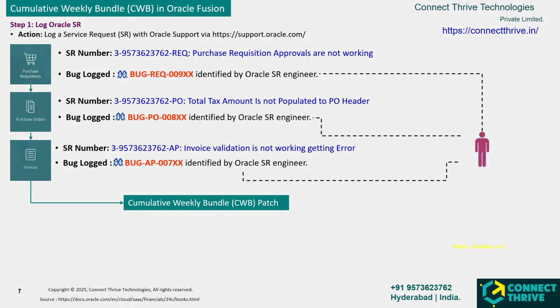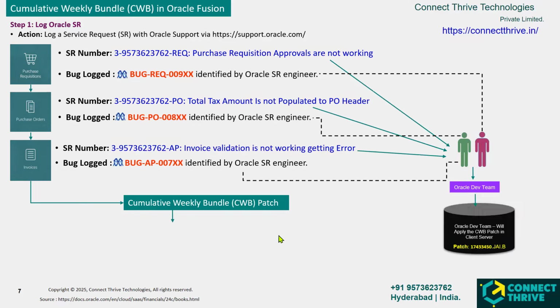It's not a backport patch. In a backport patch, what will happen? Only one issue will be there. For that specific issue, they will give one backport patch. But here, CWB patch means the bundle. So how many issues do you have for your customer, Airtel? If they have 10 issues, 10 bugs, all the patches related to those 10 bugs will be in this particular CWB patch. That bundle patch, we will give approval for to the Oracle team.